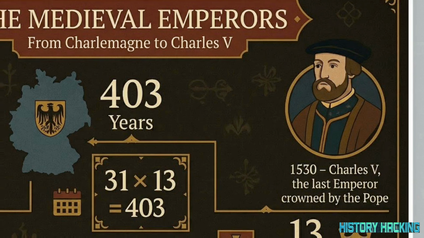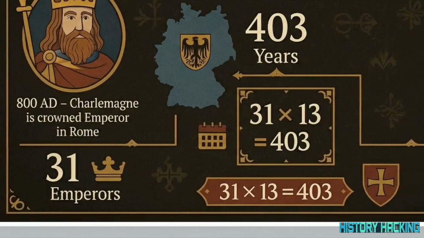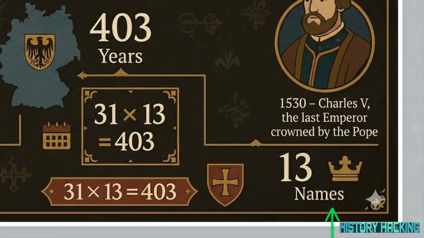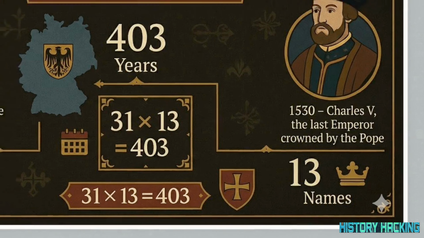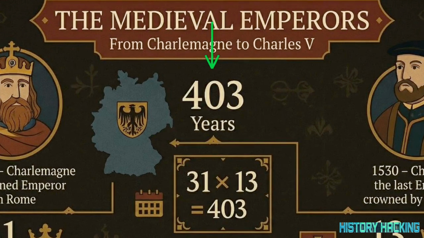First, there are exactly 31 emperors programmed to rule during this papal-sanctioned window. Second, look at their identities. These 31 rulers share a total of only 13 unique first names. The system appears to be recycling a limited pool of character assets to save memory. Then we reach the final variable. If you take the sum of their reigns following their papal coronations, without any overlap, it totals exactly 403 years.